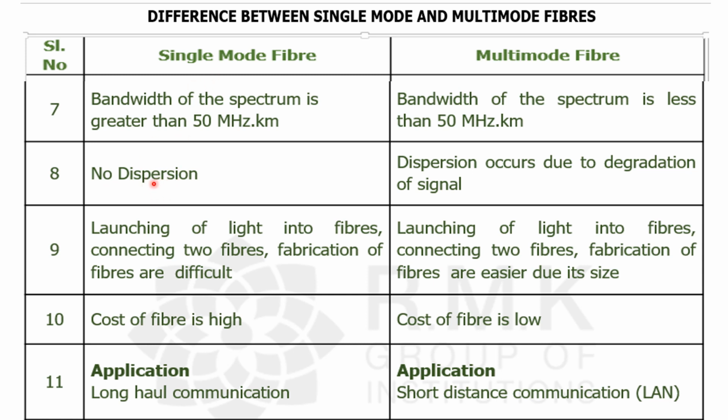Then there is no dispersion when it is single mode optical fiber. That is why for very secret information and very sensitive applications, we use only single mode, with no dispersion at all. Dispersion will occur because of the degradation of signal. Then launching of light into fibers, connecting to fibers, and fabrication of fibers are all difficult in the case of single mode, but all these are a little easier in the case of multi-mode. Cost of fiber is very high here. Here the cost of fiber is very low. Application is long distance communication. Here it is short distance communication.